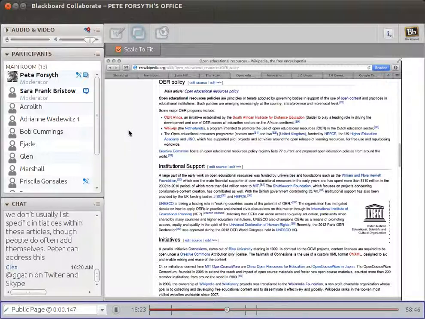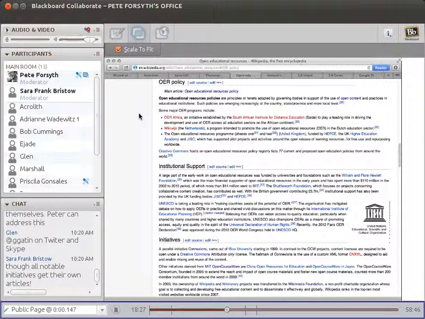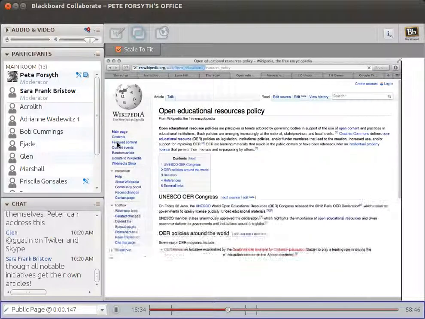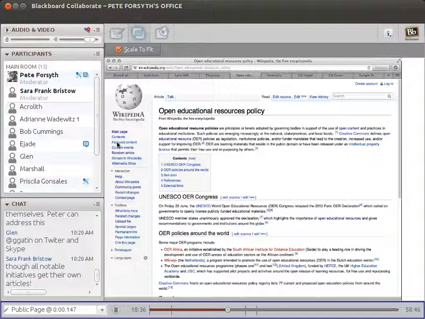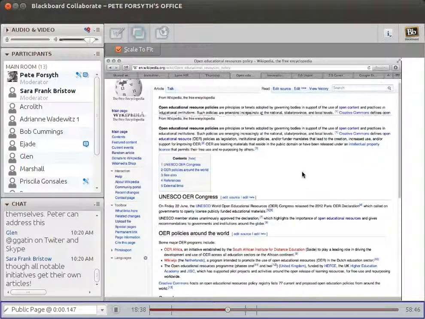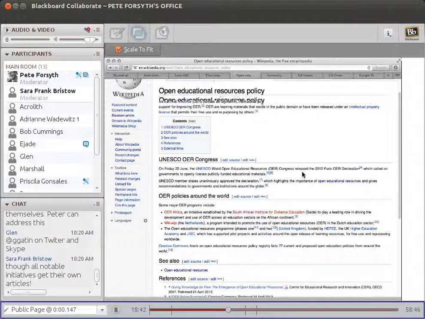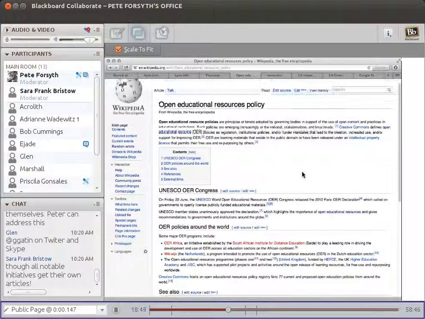So the OER policy section that we're looking at now, there's of course a separate article on open educational resources policy, which is something that Sarah and some of our students and other members of our project have worked on recently. And so this has a little bit more detail about specific OER policies and projects.